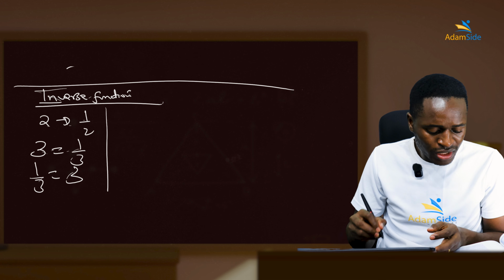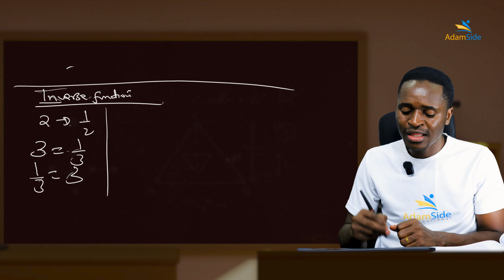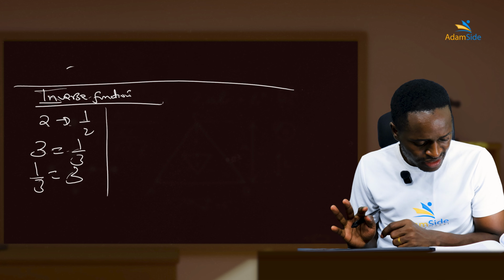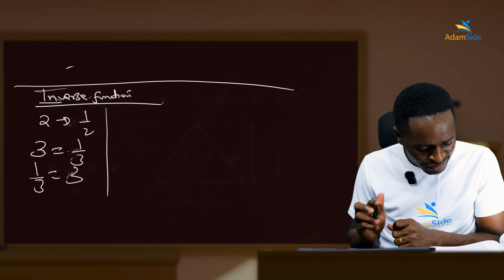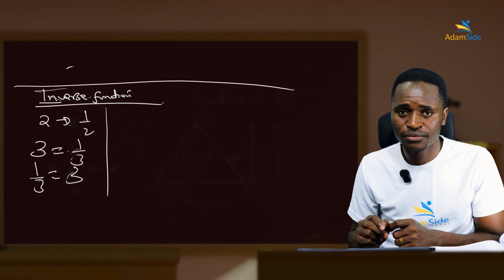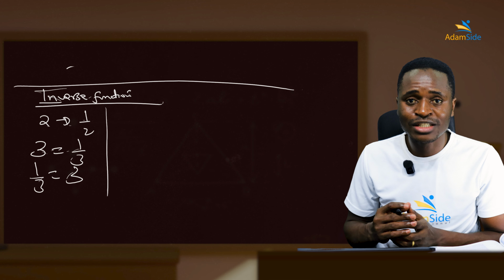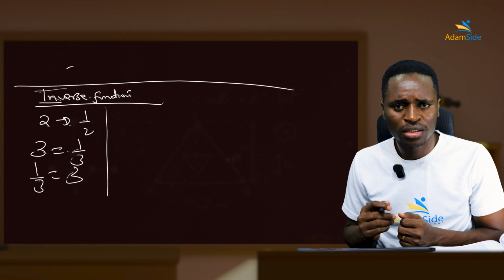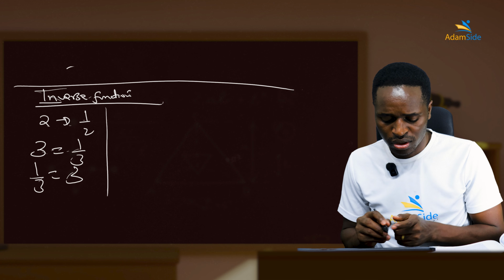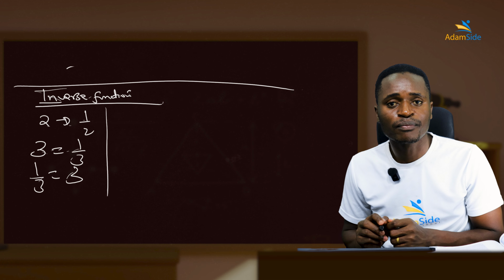Now, how do we know that in this question they want the inverse of a function? It's very simple. We say the inverse of a function is the function that will do the opposite of the function. The same here: 2 is the opposite of 1 over 2, 3 is the opposite of 1 over 3, and 1 over 3 is the opposite of 3.